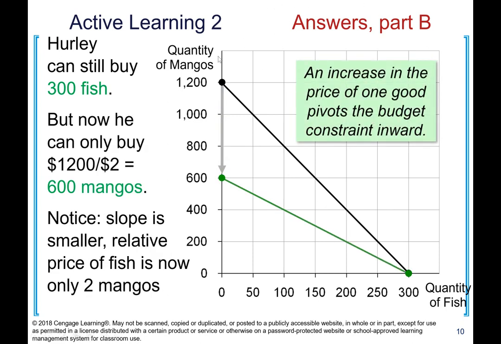Part B, Harley can still buy 300 fish. The price of fish did not change, but now he can only buy 1,200 divided by 2, and that is 600 mangoes. Notice the slope is smaller: the relative price of fish is now only 2 mangoes. An increase in the price of one good pivots the budget constraint inwards.